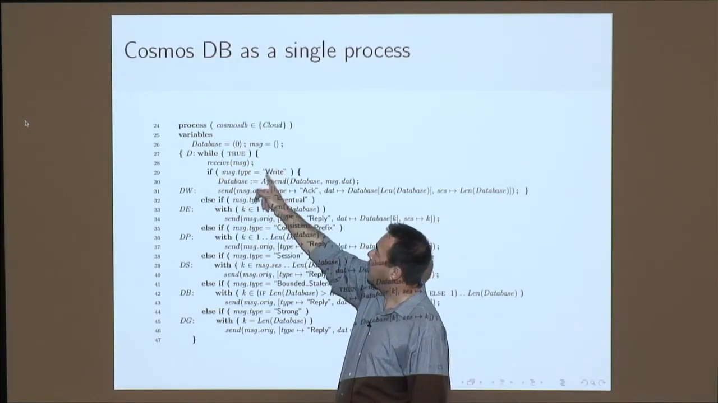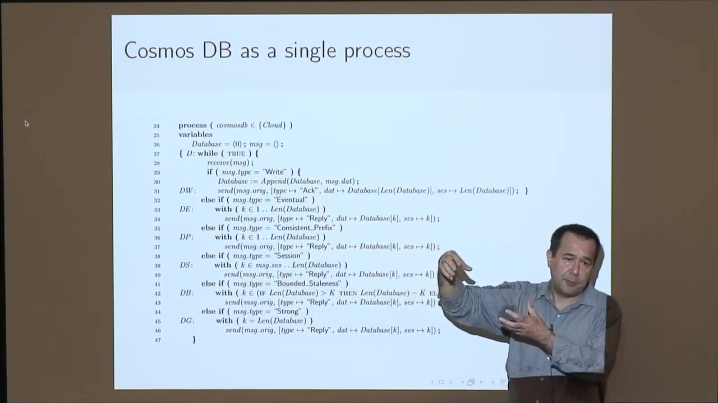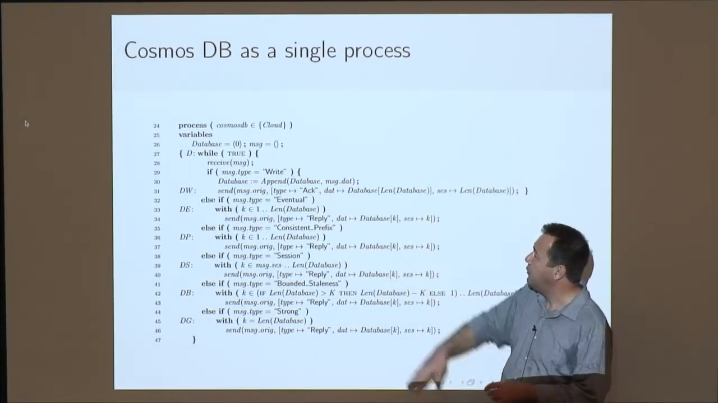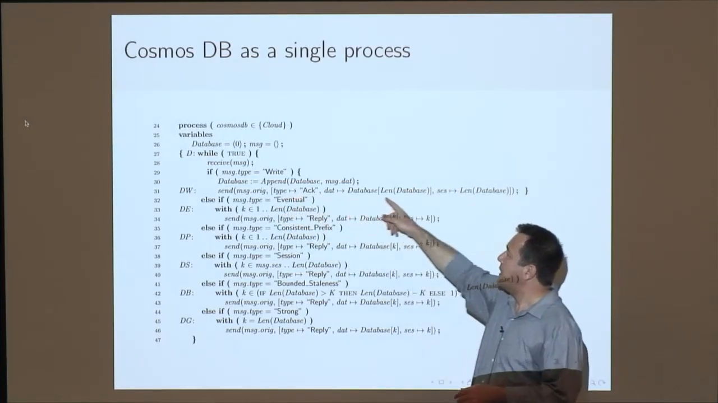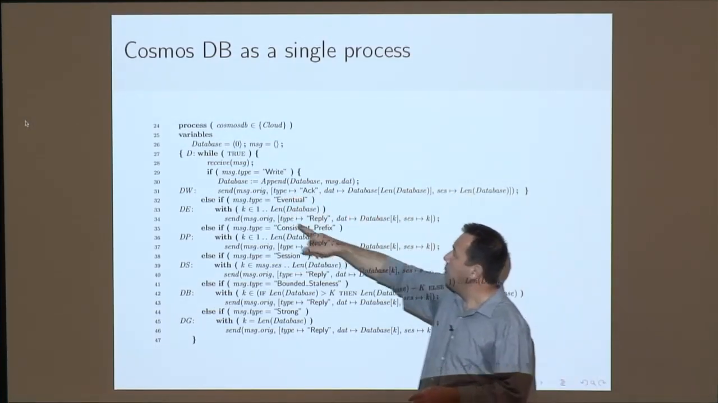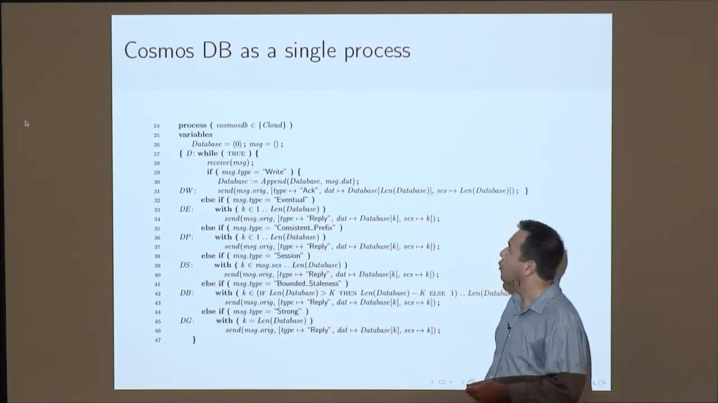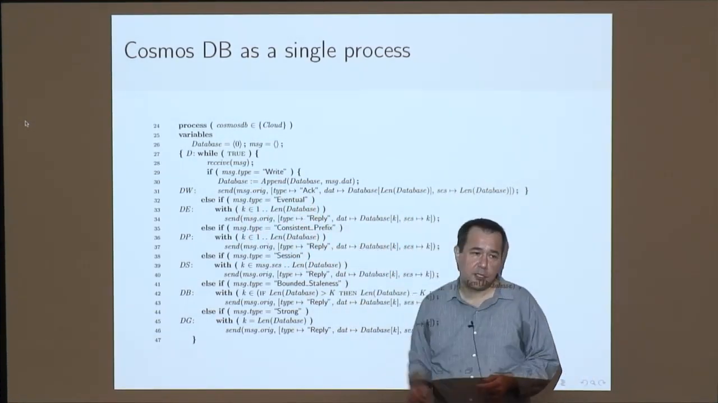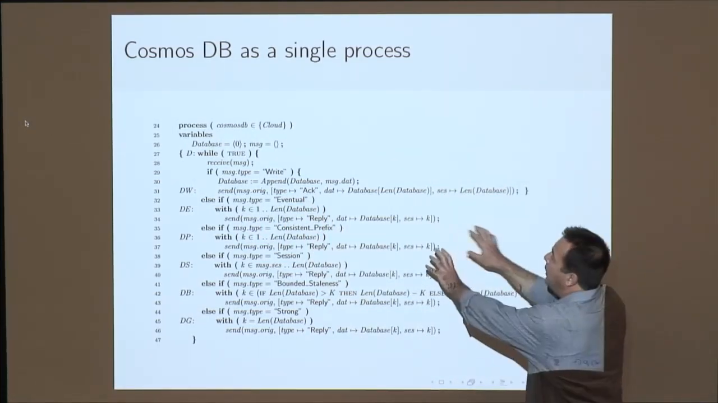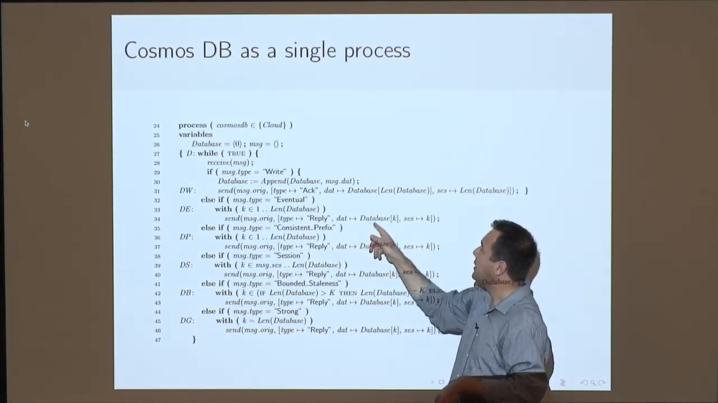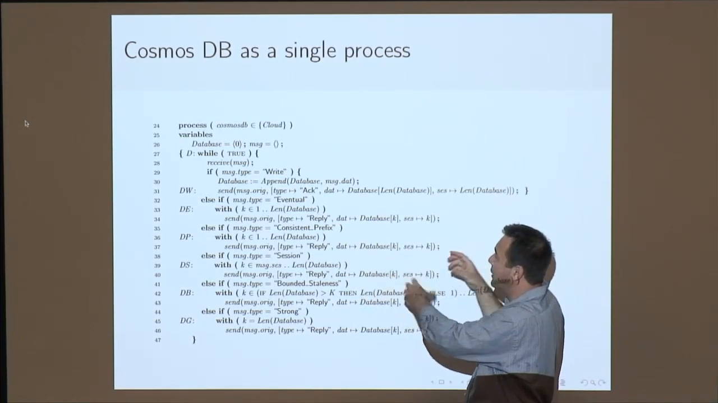If this message is of type write, it's going to append it to the database. There is a single database here. We are at a very high level of abstraction. And then it will send an ACK back to the sender. But if this is not a write, this is a read, it's going to look at the message type, and based on the consistency level, it's going to emulate, if I had multiple replicas, what is an acceptable reply from the database, from the writes I have seen so far.